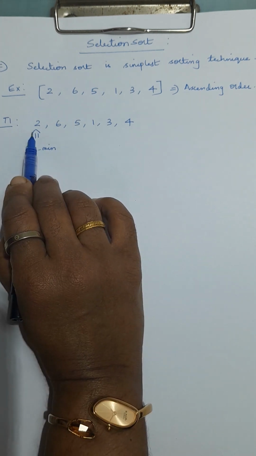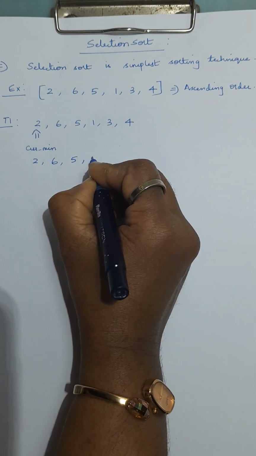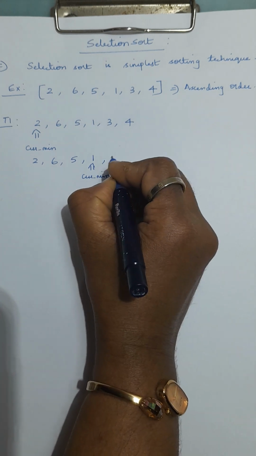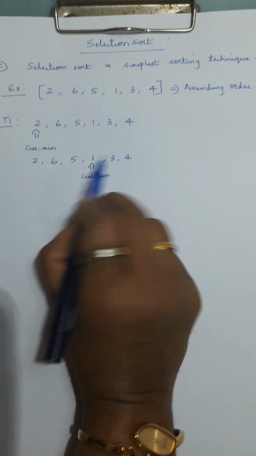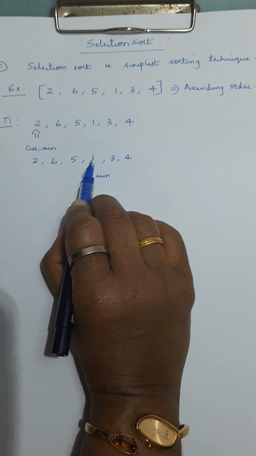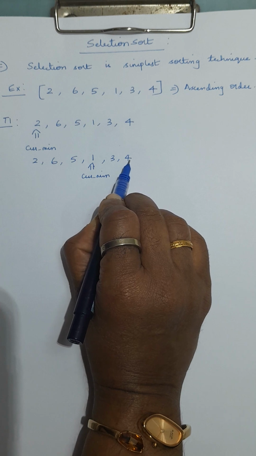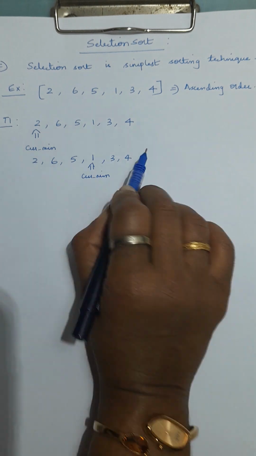Is 1 less than 2? Yes. If this is true, what happens? The current minimum value position is changed. Now 1 has been pointed as the current minimum value and the remaining stay as they are. Now again there is a check between 3 and 1. 3 is not less than 1, nothing happens, it moves to the last index. 4 is not less than 1, so nothing happens, the iteration stops.